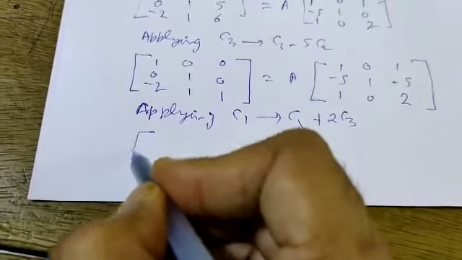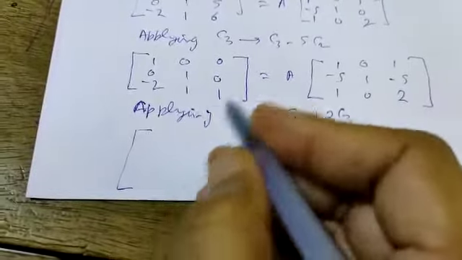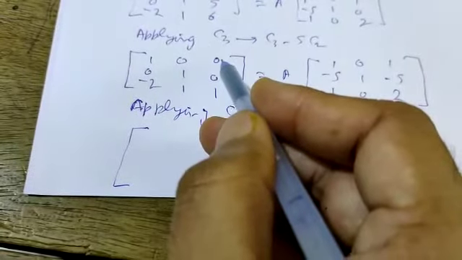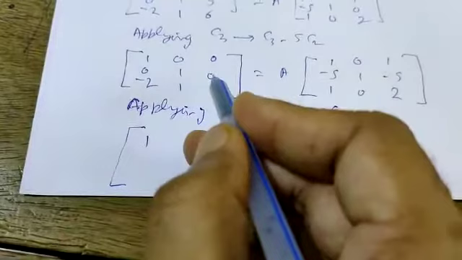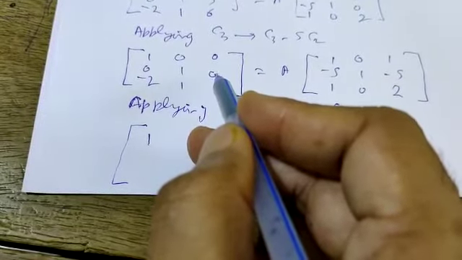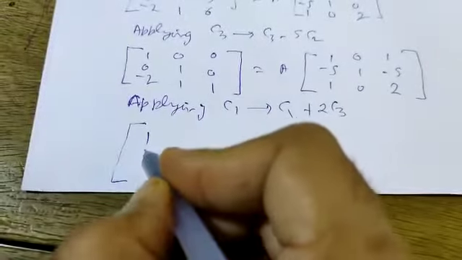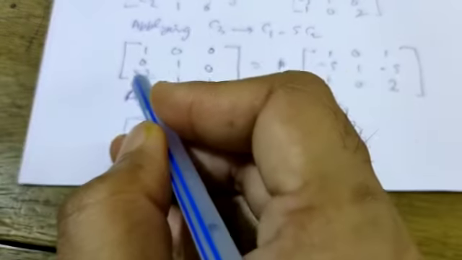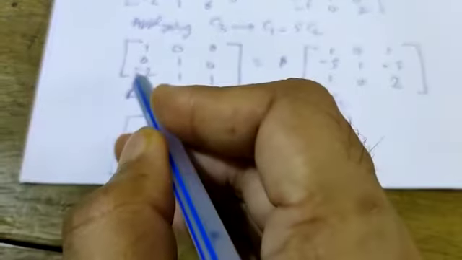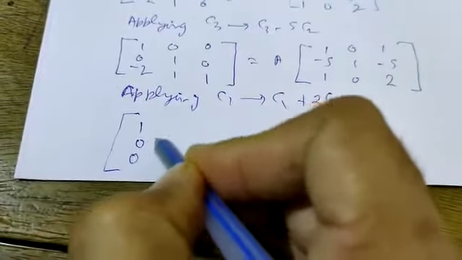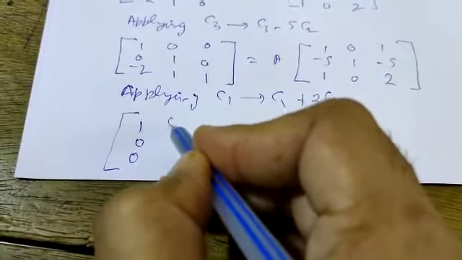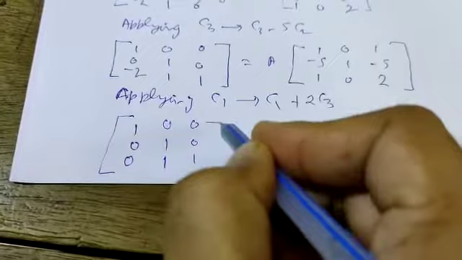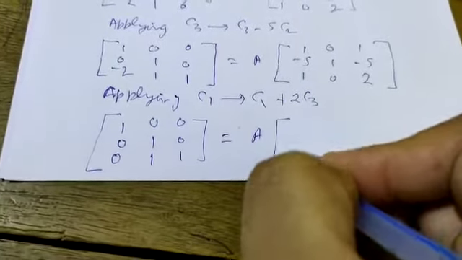So there is no change in column 2 and column 3, only column 1 is being changed. Multiply column 3 with 2 and add with column 1. 2 into 0 is 0, so there is no change here, it will become 1. Again 0 multiplied with 2 is 0 only. 0 plus 0 is 0. And for the third element, multiplying column 3 with 2 and then adding with the elements of column 1: 2 into 1 is 2, 2 plus minus 2 is 0. Then the remaining 2 columns will remain as they are, 0, 1, 1 and 0, 0, 1, equal to A.